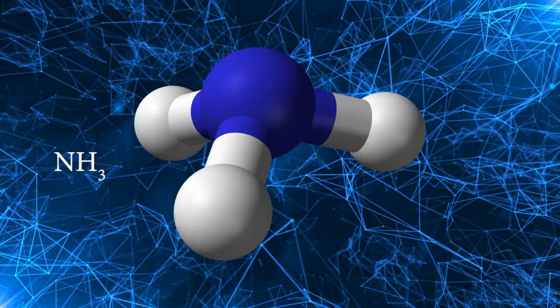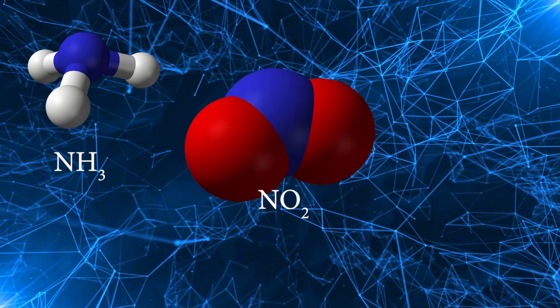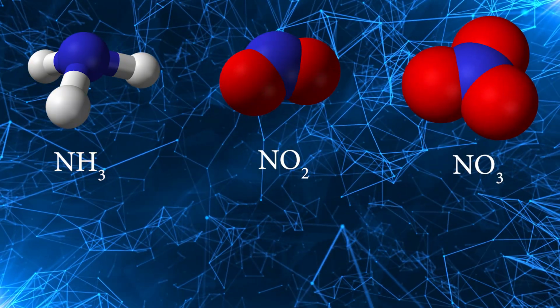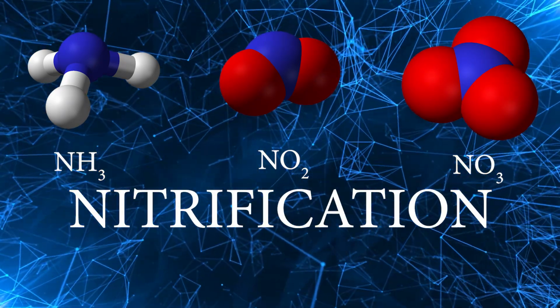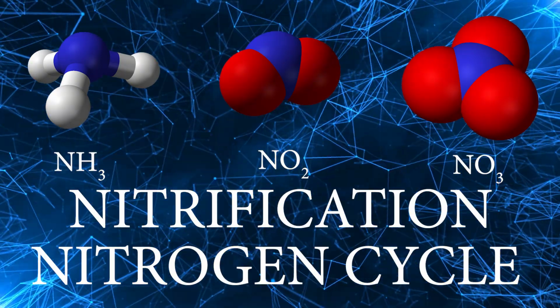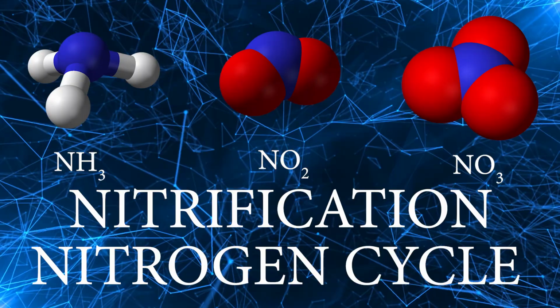Nitrogen in an aquarium first comes in the form of NH3 ammonia, which is then broken down into NO2 nitrite and then NO3 nitrate through the process of nitrification. We commonly refer to this process as the nitrogen cycle. When people ask if your aquarium is cycled, they are asking if your aquarium has developed a healthy nitrogen cycle.